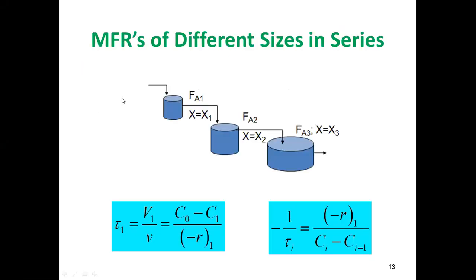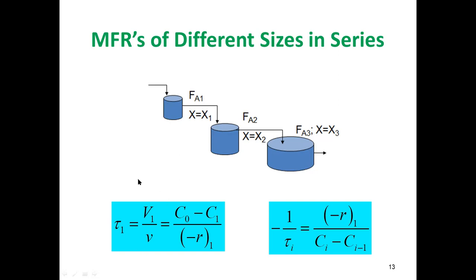Okay, so we have now this scenario wherein we have MFRs of different sizes. The representation is pretty much the same, but this time, of course, they are not equally sized. So they are different in sizes.